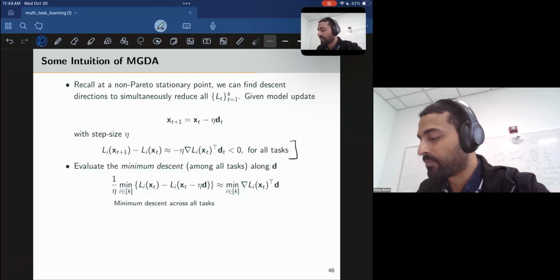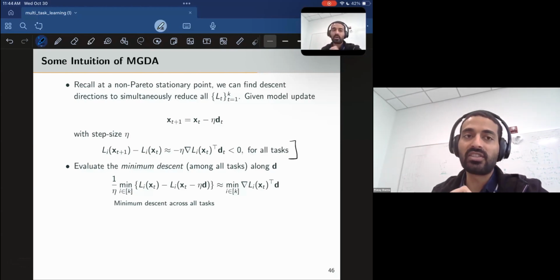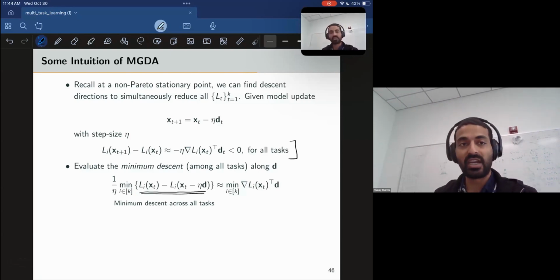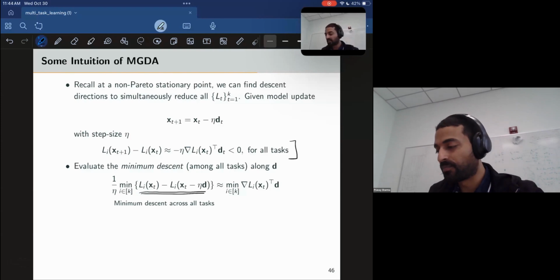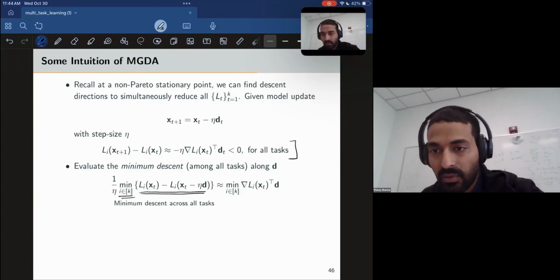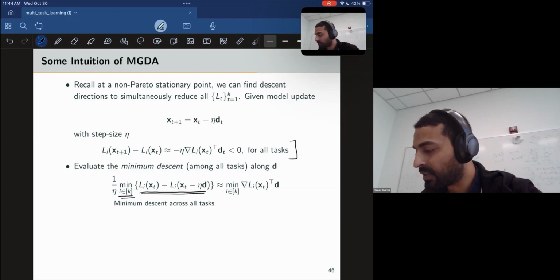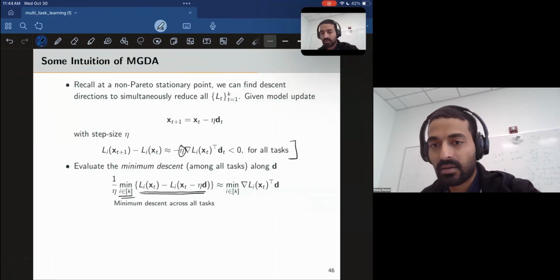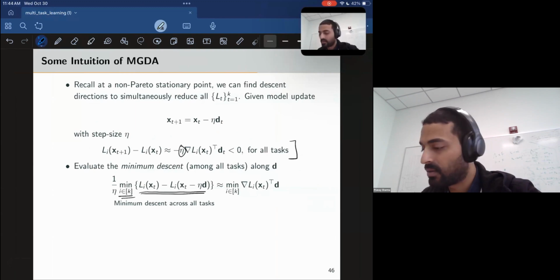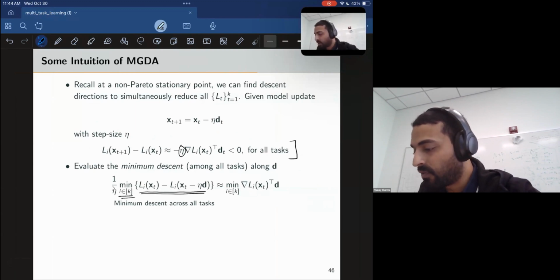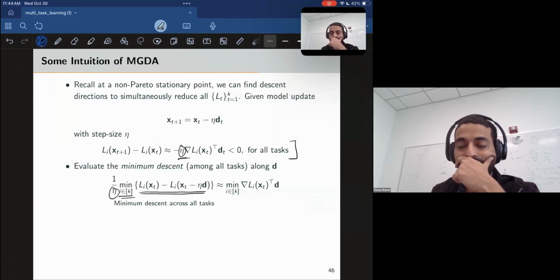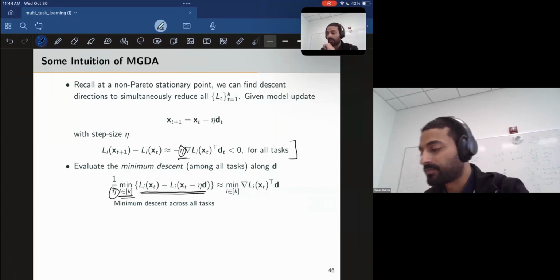Now let's evaluate the task for which the loss changes the least. This is the change in the loss at the ith task. We find the minimum of these. A question: I think 1 over eta is missing after the approximation notation. You mean here? You have 1 over eta, but you also have an eta here, so the two will get cancelled. Does that make sense? Yeah.